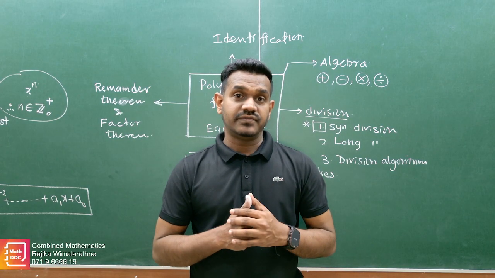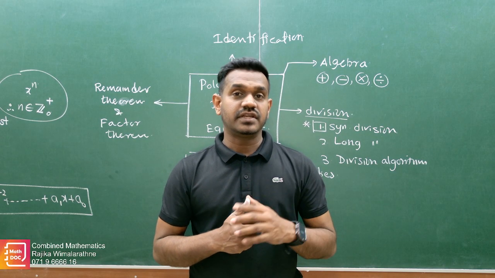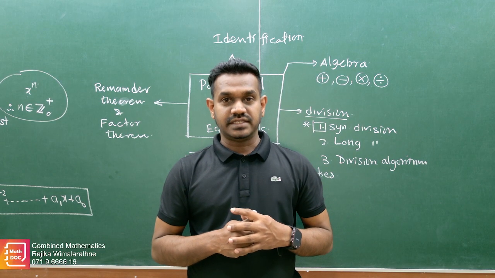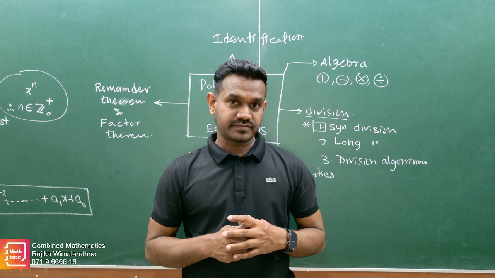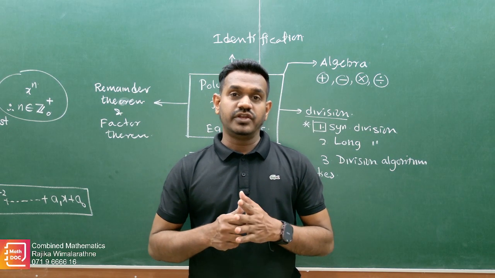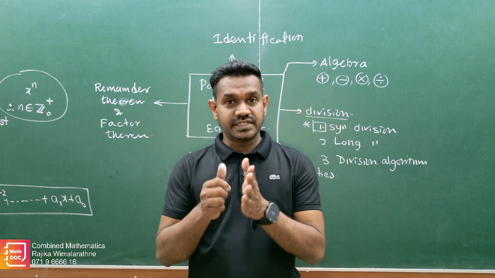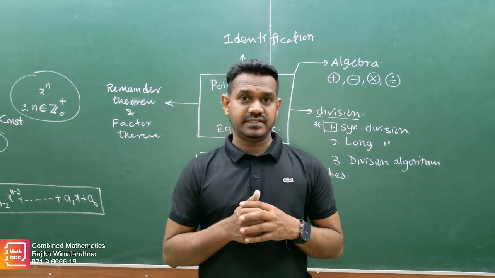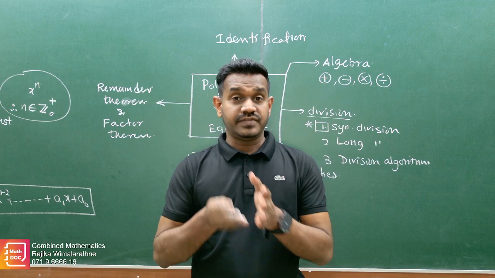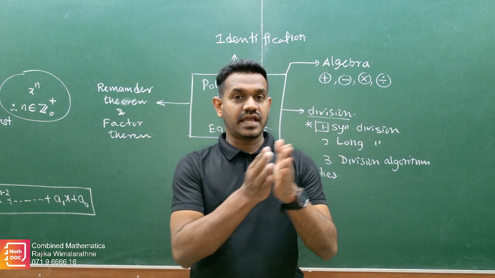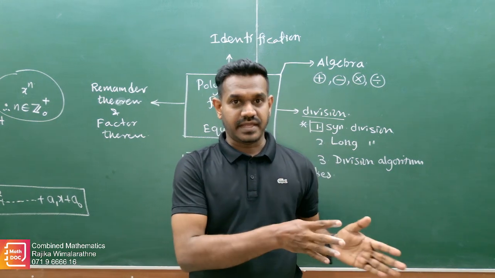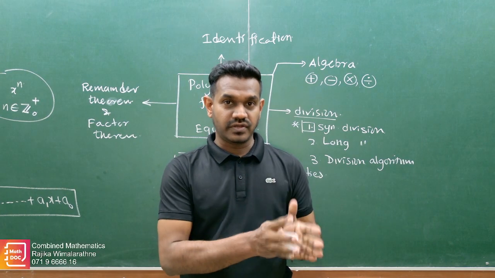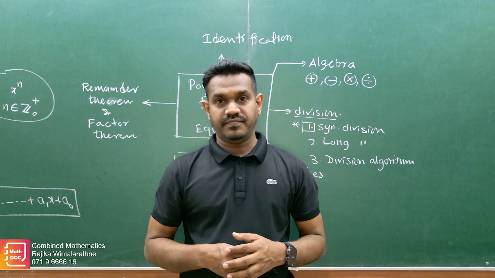Then a special thing we need to discuss is division of two polynomials. That's the thing we need to discuss further. When dividing two polynomials, division can occur with their degrees. If the division is possible, then there will be a quotient and there will be a remainder.